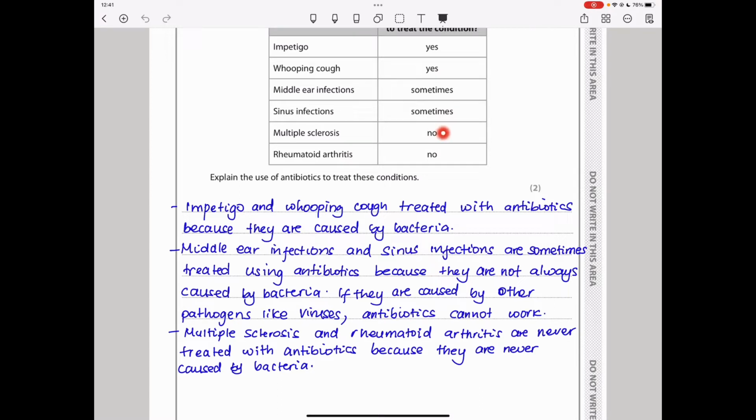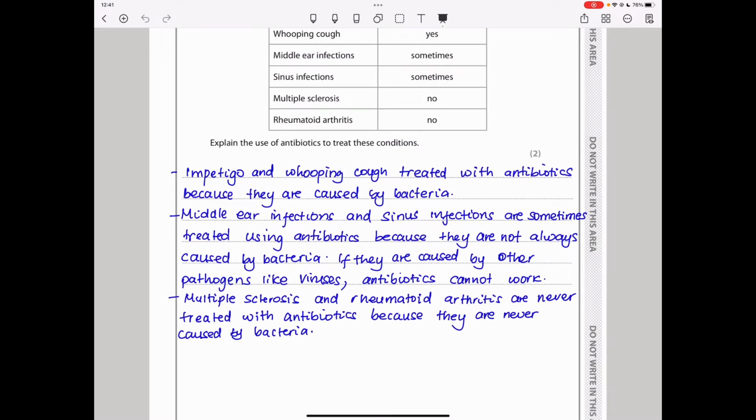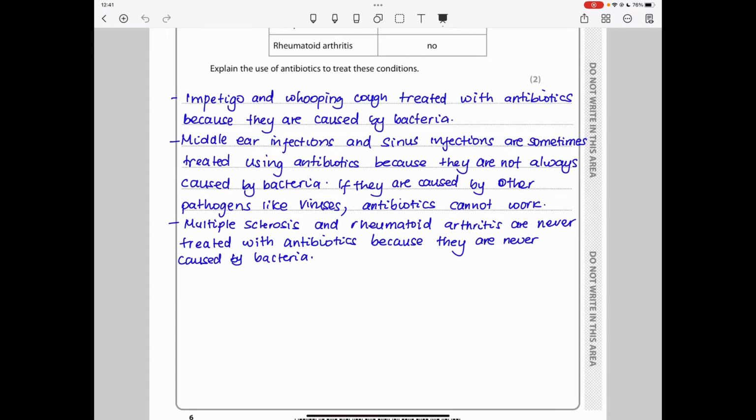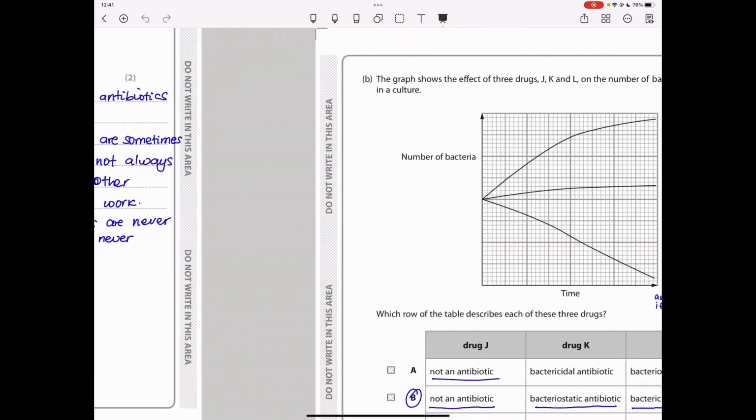Then lastly, we have multiple sclerosis and rheumatoid arthritis. I say these are never treated with antibiotics because they are never caused by bacteria. So that's it. Never caused by bacteria, so you cannot use antibiotics. The key thing here is antibiotics are there for treatment of infections caused by bacteria. I will go to the next part.